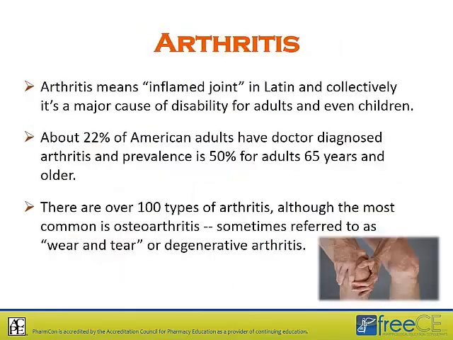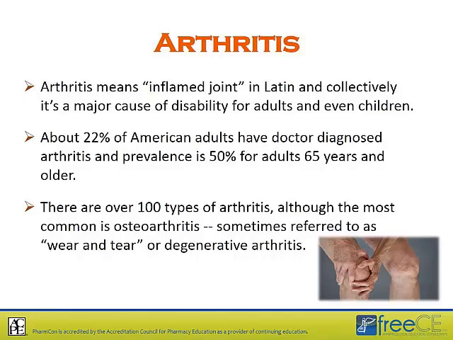Arthritis is Latin for inflamed joint, and collectively, all the different types of arthritis are a major cause of disability for adults and even young children, depending on the type of arthritis. Approximately 22% of American adults have some kind of doctor-diagnosed arthritis, and the prevalence increases to 50% for adults that are 65 years old and older.